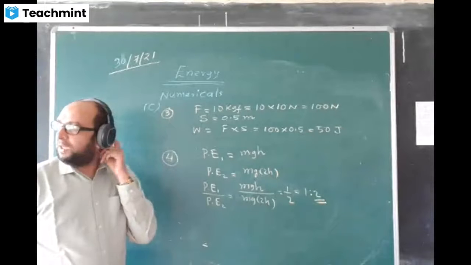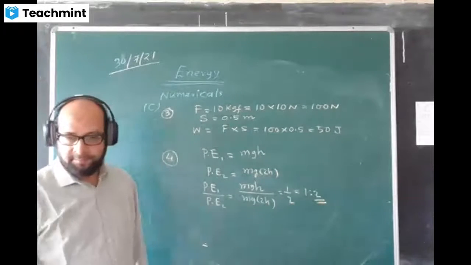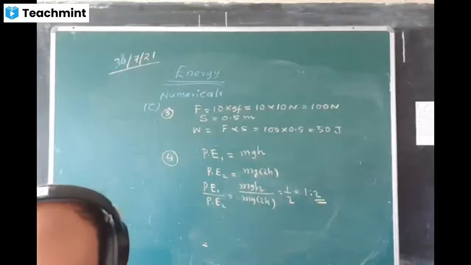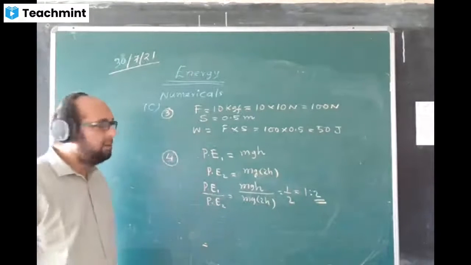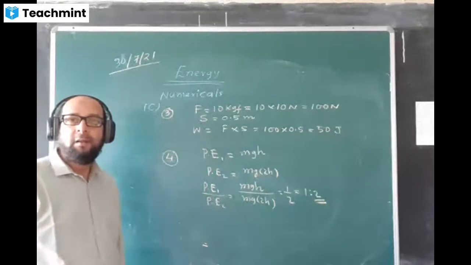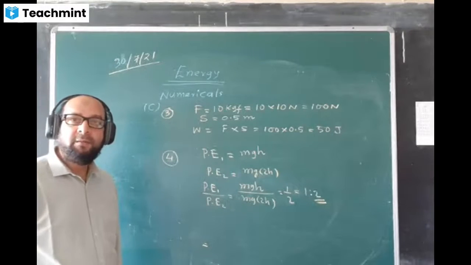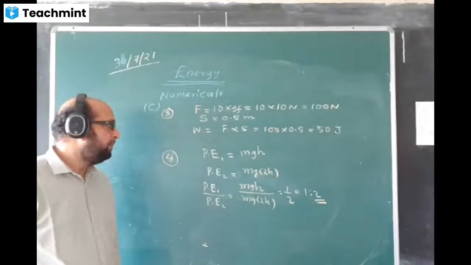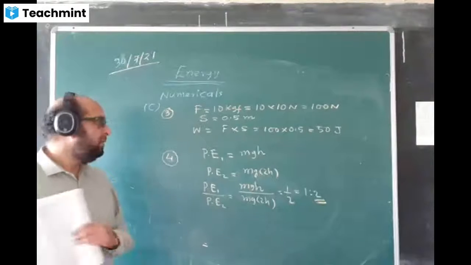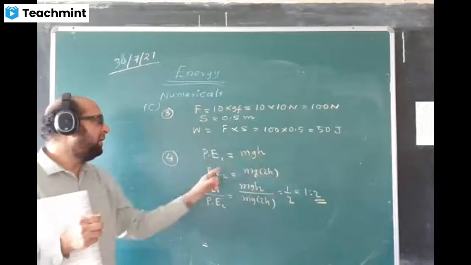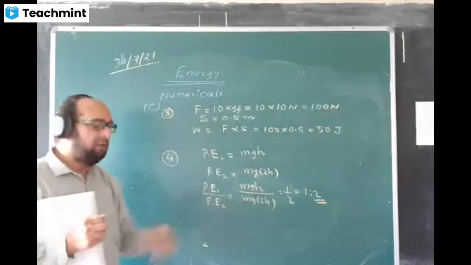Compare means you have to find the ratio of the two potential energies. Is it all right? Let me know if you have any difficulty. The potential energy formula we have is mgh. In the first case the height is h, in the second case the height is 2h, and then I'll divide and get it.